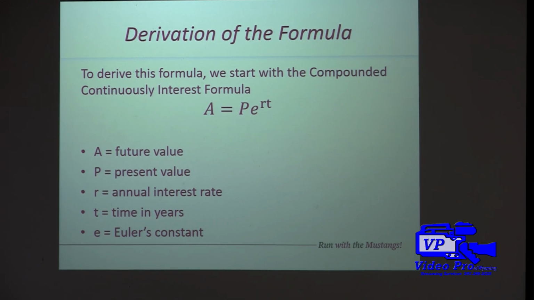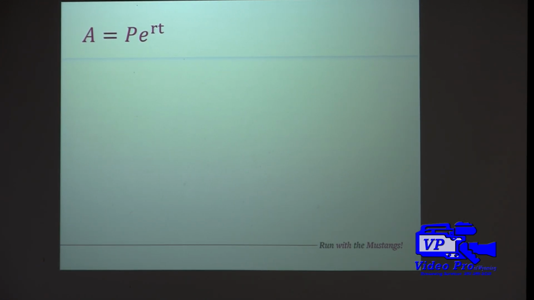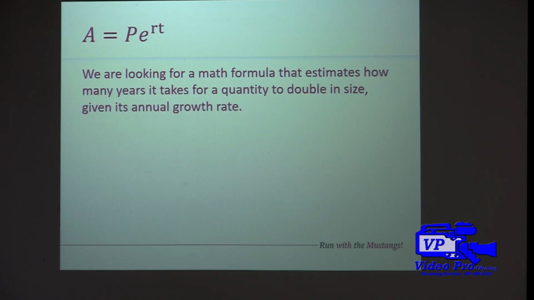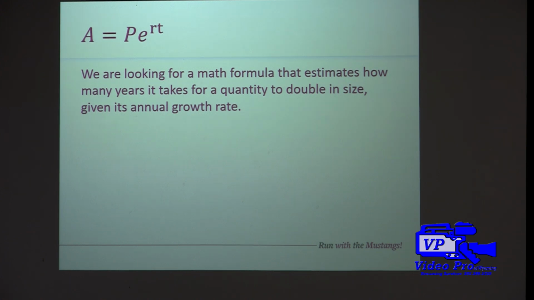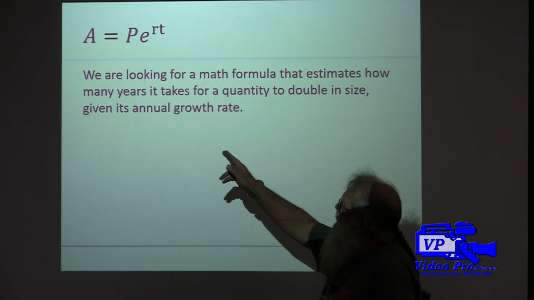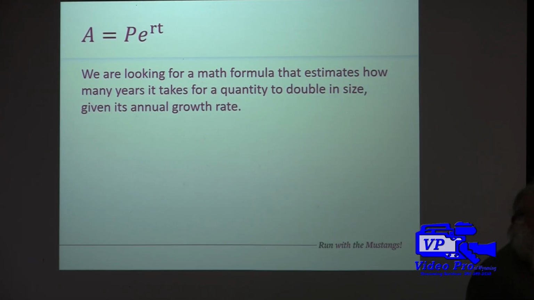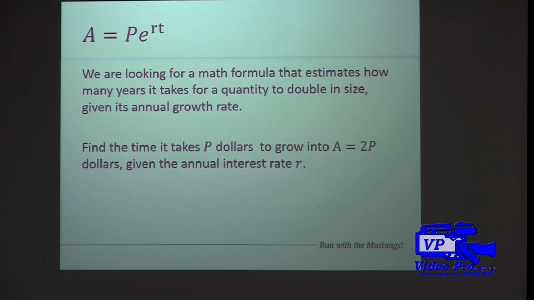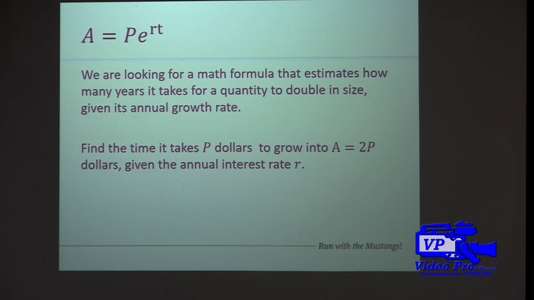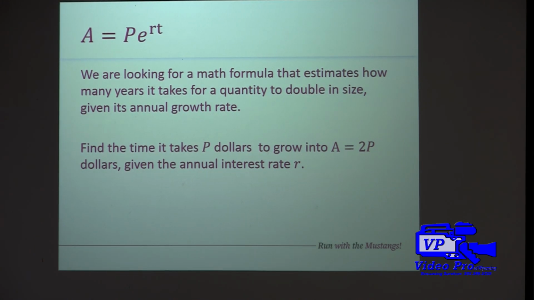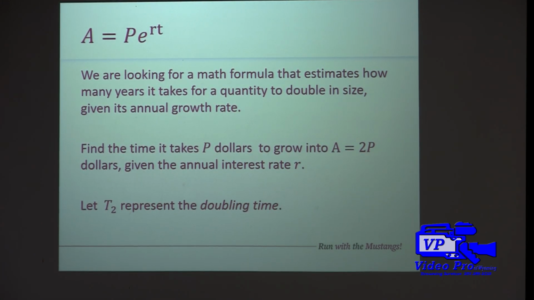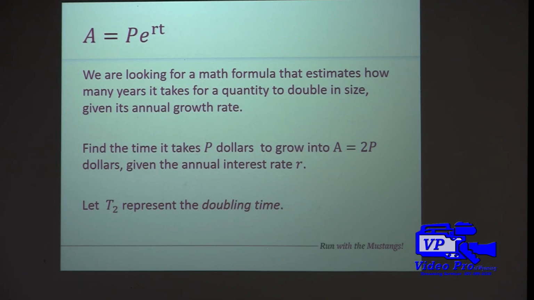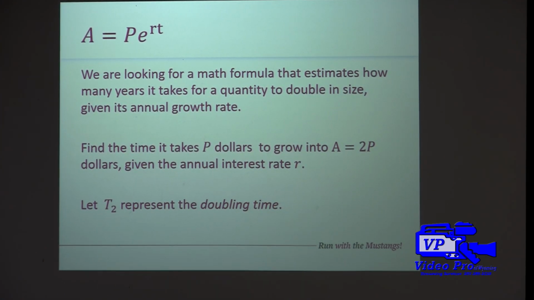So for us, we want to start off with this formula here, and we're looking for a new math formula that estimates how many years it takes for a quantity to double in size. We want to know how long it's going to take for P to double in size, and that would be 2 times P. So we want to find the time it takes for P dollars to grow into 2P, given an annual interest rate. We're going to let t sub 2 be our doubling time, so we're going to look for a formula for t sub 2.